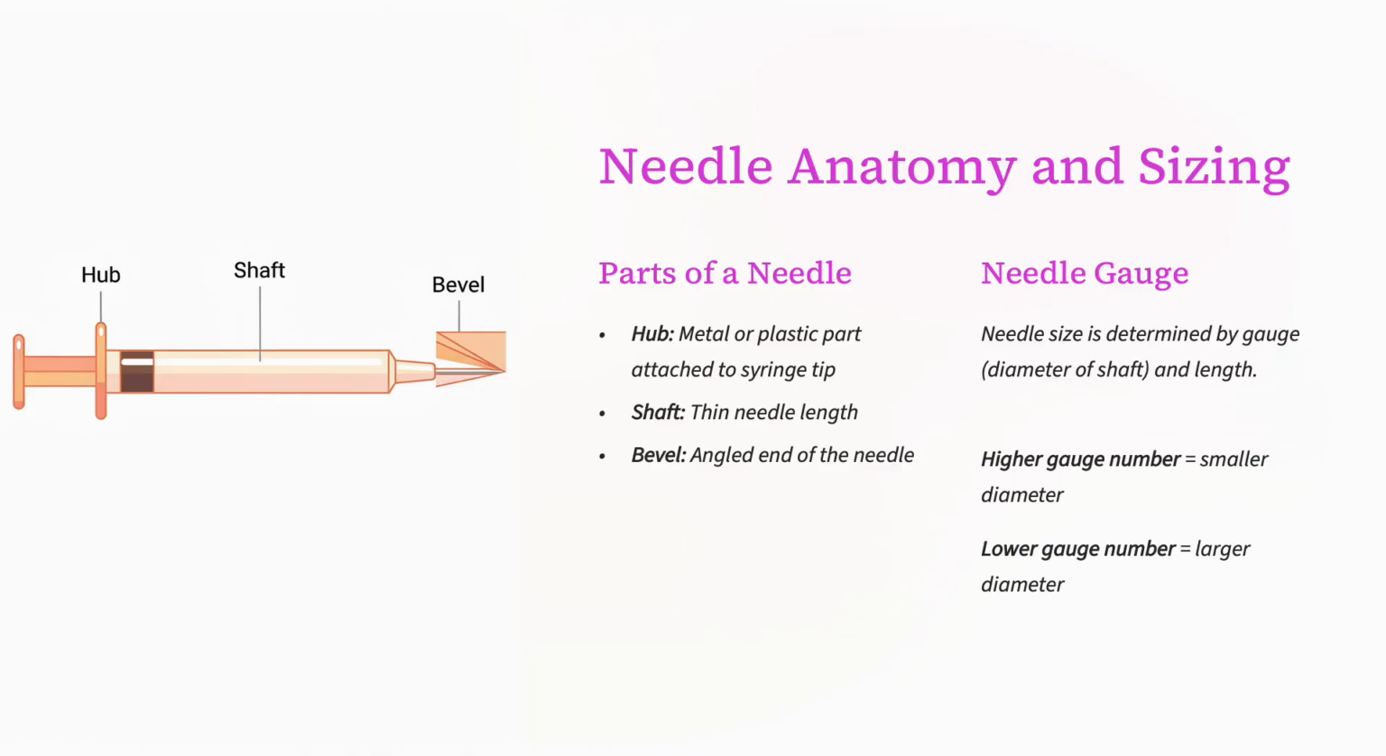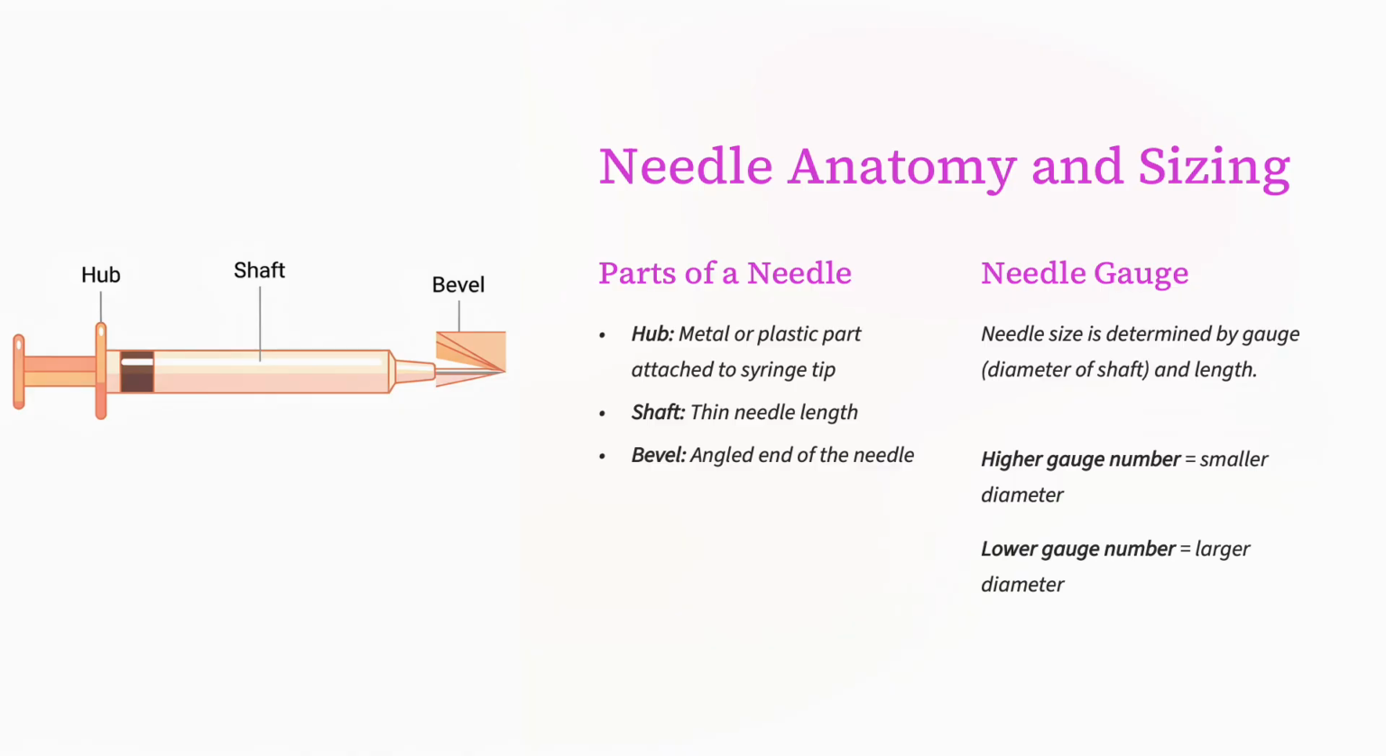And so the bevel is the angled end of the needle, and you can kind of see where the needle opens. For example, on a TB skin test, you would put that bevel up, so the opening at the end of the needle is facing up.